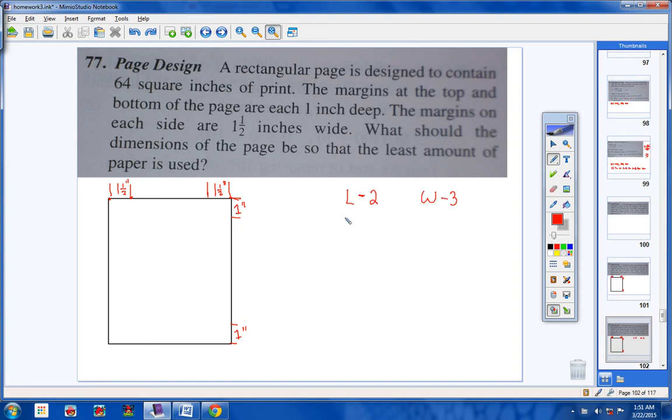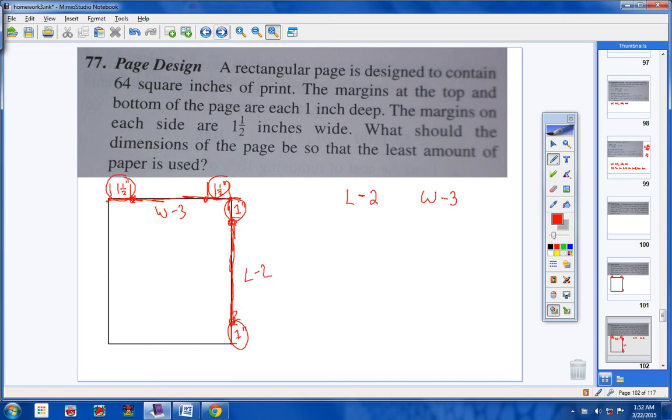First of all, I want to point out to you that your length, whatever it is, the entire length of the sheet of paper is L, but the part inside the margins is L minus 2 because we're losing an inch here, losing an inch here. The width of the entire paper was W, but now this part from here to here is going to be W minus 3 because we lose 1.5 inches here and 1.5 inches here. The distance from here to here is going to be L minus 2, okay?